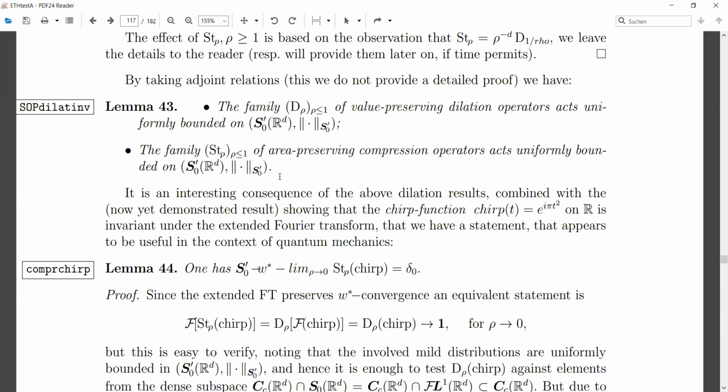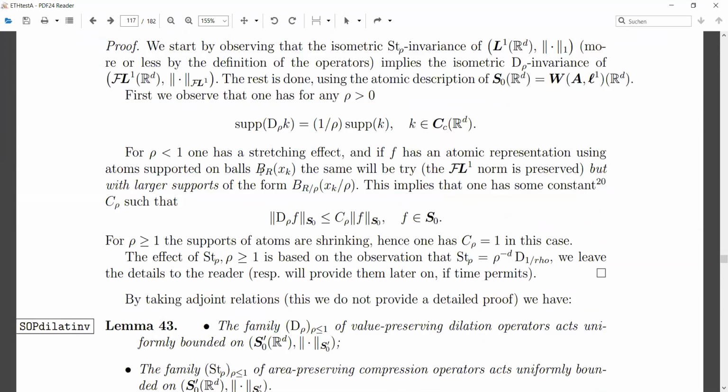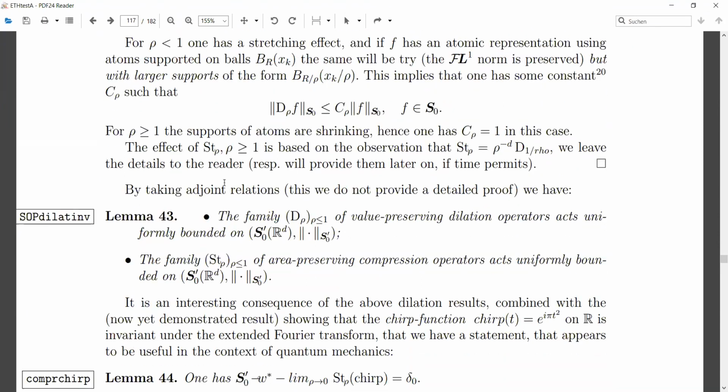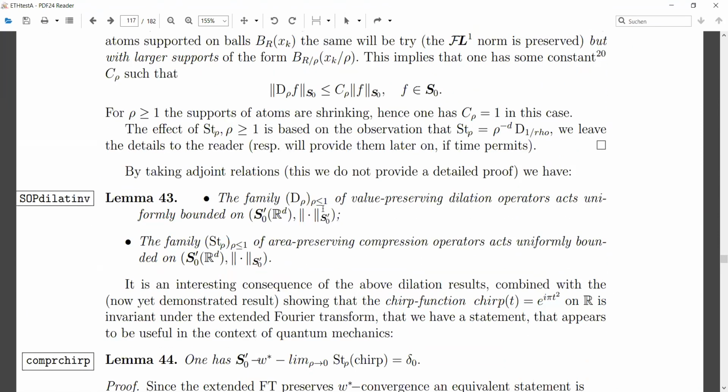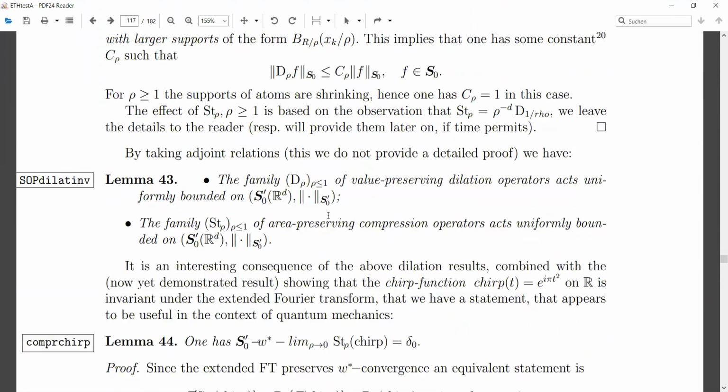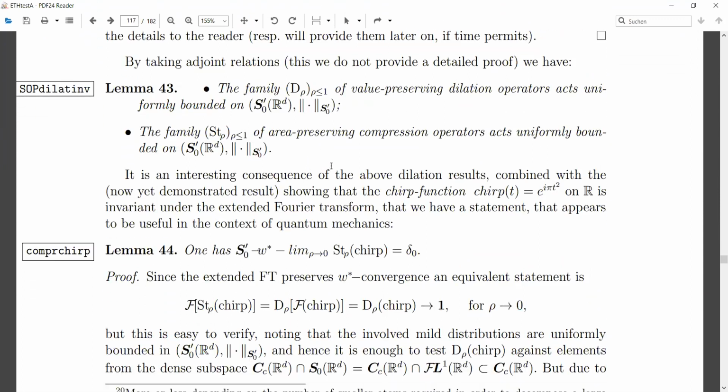I hope I have... No, I'm not sure. I think I have to correct it. It should be rho larger or equal than 1. It's not. I shouldn't change it. It's just the D rho, but I will check it.